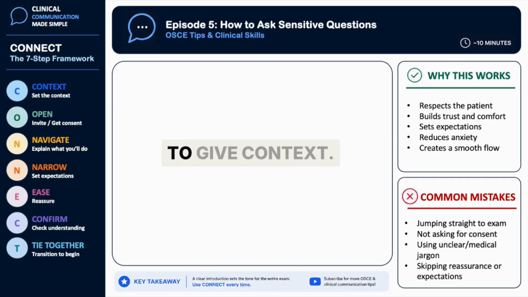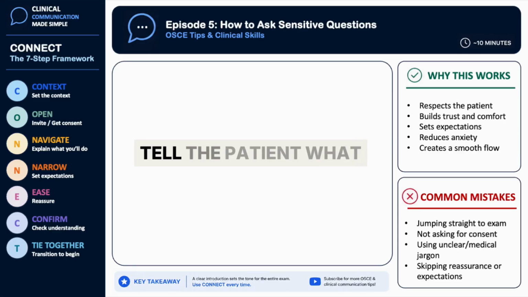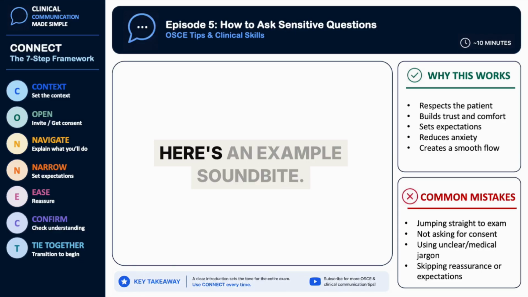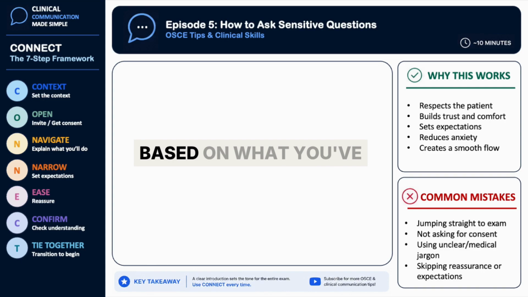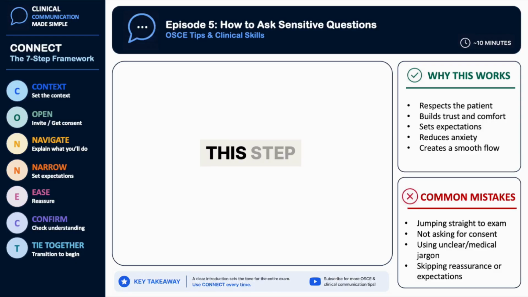Step 1 is to give context. So you want to set up your explanation. Before jumping into diagnoses, tell the patient what you're about to do. Here's an example soundbite: "Based on what you've told me and what I've found so far," or "I'd like to go over what might be causing your symptoms." This signals that you're shifting into explanation mode. So why does this work? Well, it prepares the patient, shows you're organized, and makes you sound intentional.